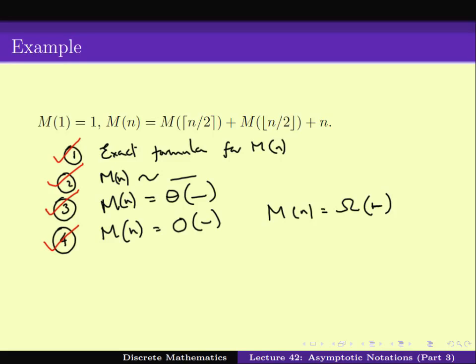Now, the question is how do you go about solving this one? So let me give you a couple of examples. We'll go through a couple of examples and we'll see how one can solve recurrence relations using asymptotic notations.